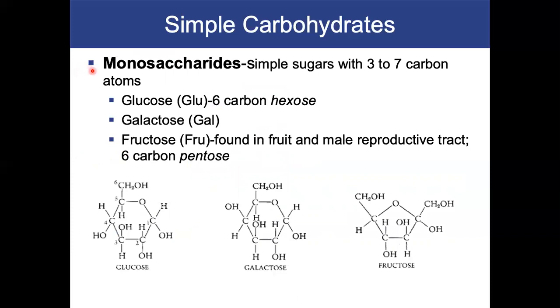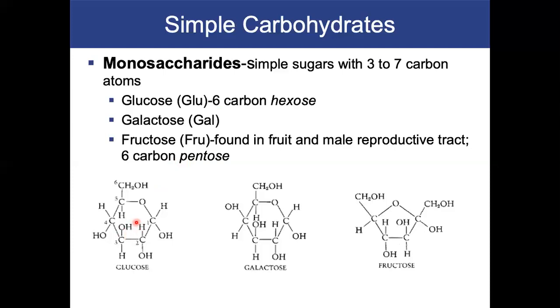Simple carbohydrates. So monosaccharides are simple sugars. Disaccharides, which is on the next PowerPoint slide, are also simple sugars, and then everything else is a polysaccharide or complex carbs. So monosaccharides are simple sugars with 3 to 7 carbon atoms. I want you to know these three. So glucose is a 6-carbon hexose.